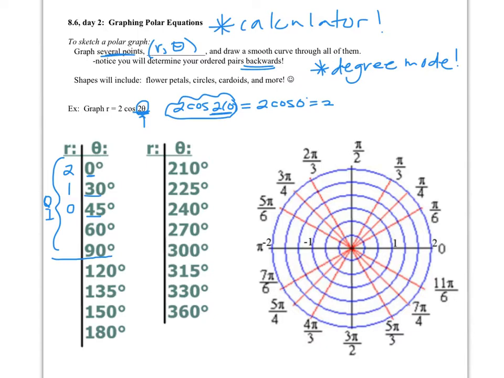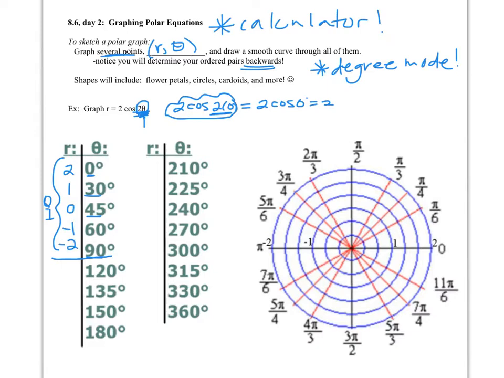That's kind of nice. At 60 degrees, double 60, we get 120. Cosine of 120 is negative 1/2, times 2 would be negative 1. And then at 90, double 90, 2 times 90 is 180. Cosine of 180 was negative 1. Negative 1 times 2 is negative 2.